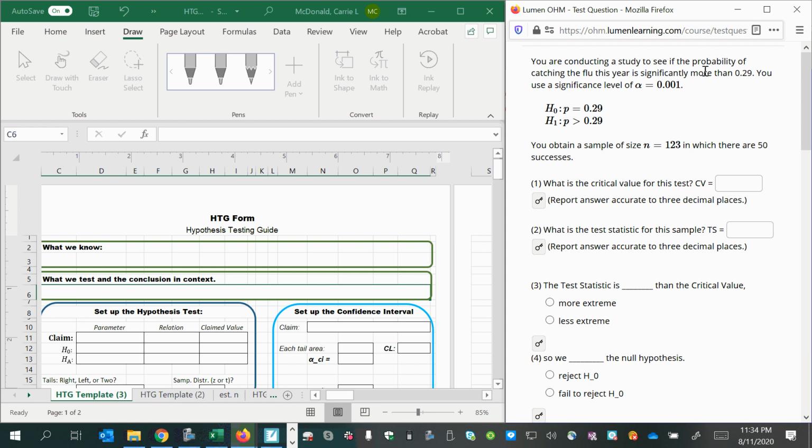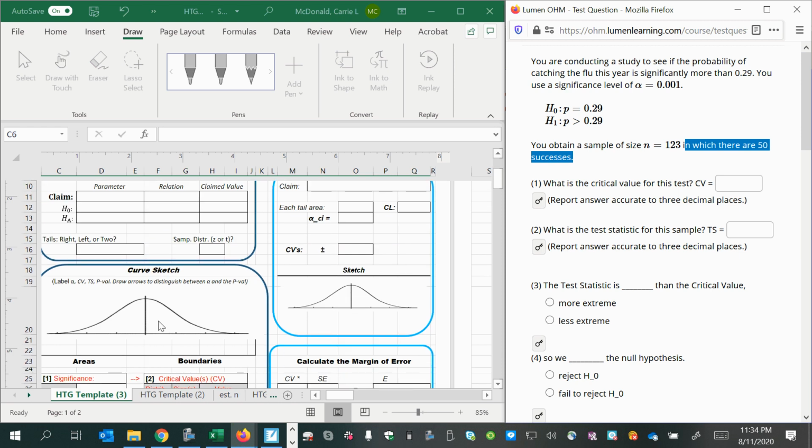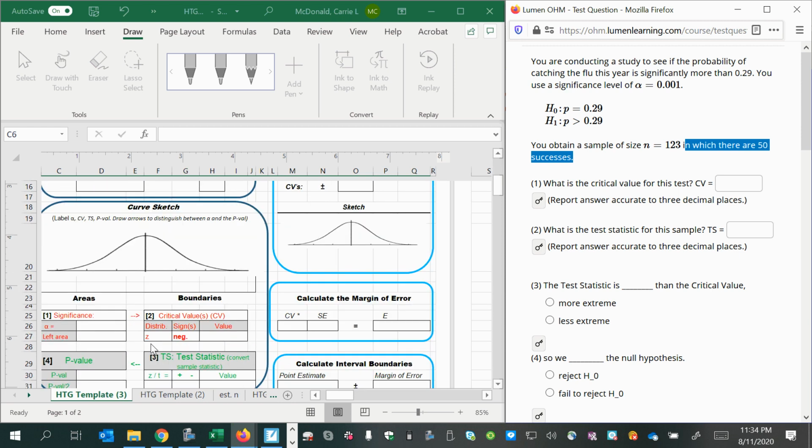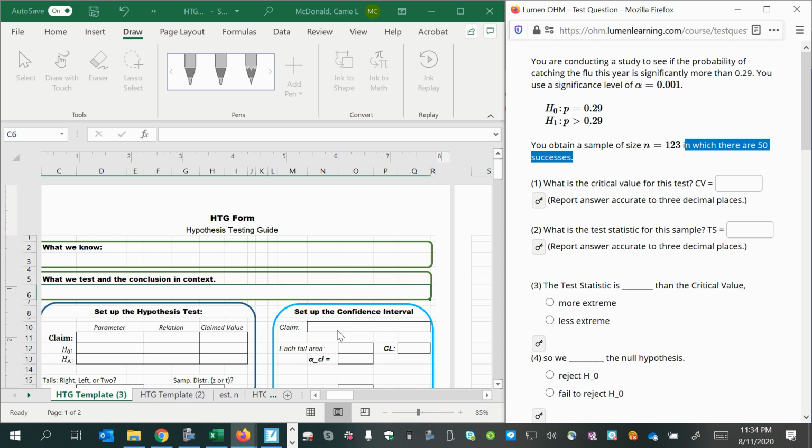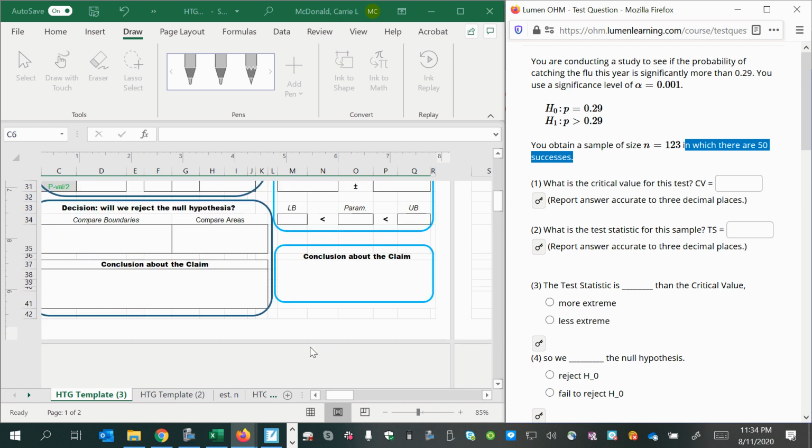You are conducting a study to see if the probability of catching the flu this year is significantly more than 0.29. You use the significance level of alpha equals 0.001. Here are your hypotheses, and you obtain a sample of size n equals 123, in which there are 50 successes. So we're going to go through the entire hypothesis testing process, and we will also do the confidence interval.